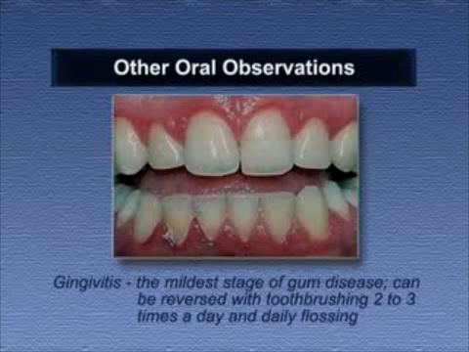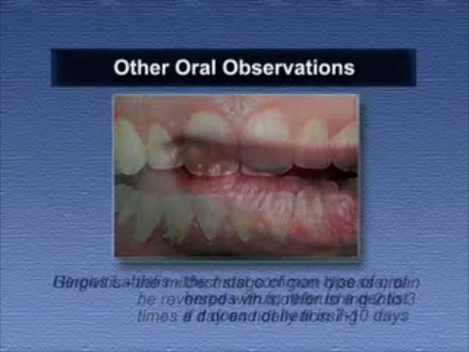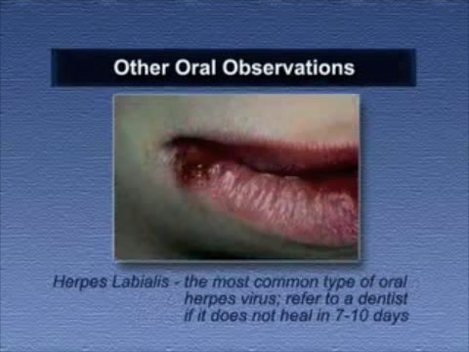Gingivitis is the mildest stage of gum disease caused by bacteria in plaque and is characterized by redness, swelling, and a tendency to bleed. Tooth brushing 2 to 3 times a day along with daily flossing once will help to reverse this condition. A referral to a dentist is not necessary as long as the student has a family dentist. Herpes labialis. The most common type of oral herpes virus consists of recurring crops of small blisters on the lips and is commonly referred to as fever blisters. Recurrences are triggered by exposure to sunlight, fever, and physical trauma. If this doesn't heal in 7 to 10 days, make a referral to a dentist.